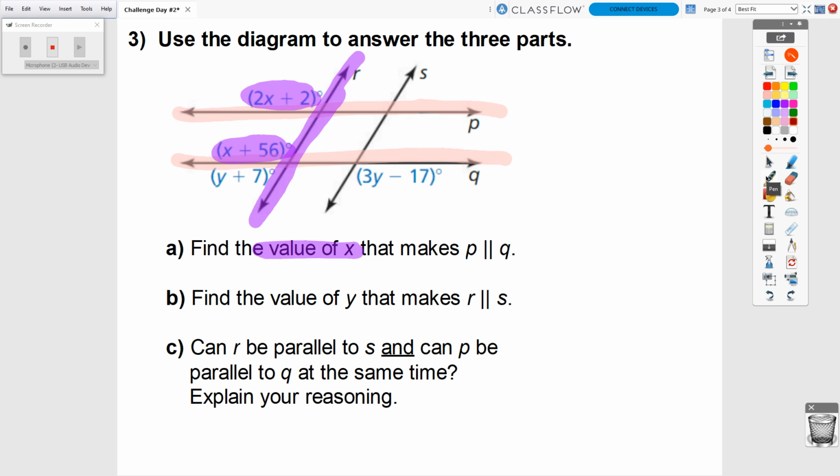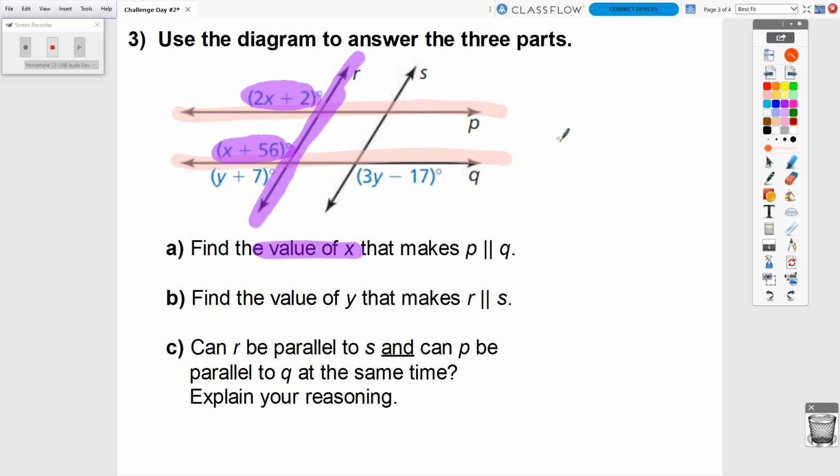Now, here's the big thing. I currently don't know that P is parallel to Q. So even though I see corresponding angles, I can't say that they are congruent corresponding angles because I don't know the lines are parallel. What I need to do is change my statement just a little bit. Instead of saying, because the lines are parallel, I know corresponding angles are congruent, I need the corresponding angles to be congruent in order to make parallel lines.